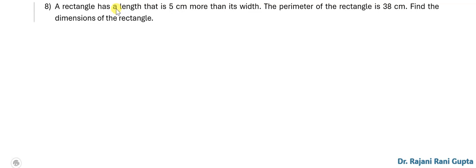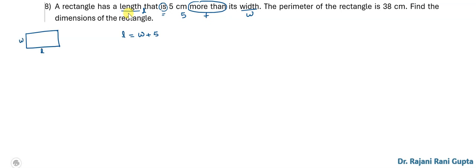What it says: a rectangle has a length that we denote by L, that is, equal to 5 centimeter more than the width. Let's denote the width by W. So what does this give? A rectangle. Rectangle is this shape. Okay. So a rectangle has length which is 5 more than the width. So if this is W, this will be L.